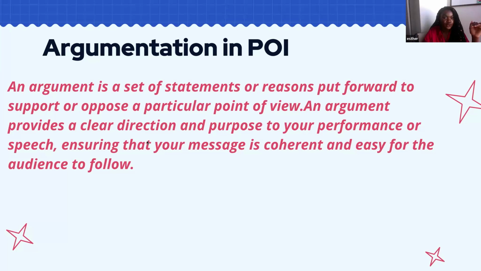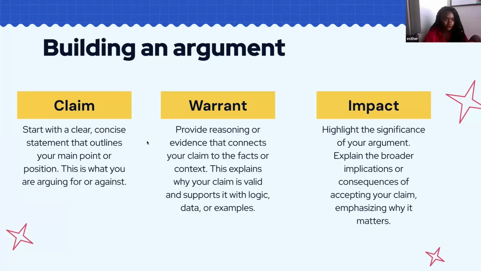So now we're going to get into actually building an argument, right? In every argument, there is a claim, a warrant, and an impact. For those that do debate, I think this is something you should have heard before, right? So what is a claim? A claim starts with a clear, concise statement that outlines the main point of position. This is what you're arguing against or for, right? This is just the overarching message of what you want to send out to your audience. For example, this is a claim that I used my junior year of high school for my POI. And my claim was basically that when people seek out validation, it causes us to change who we are so we can then get that validation.